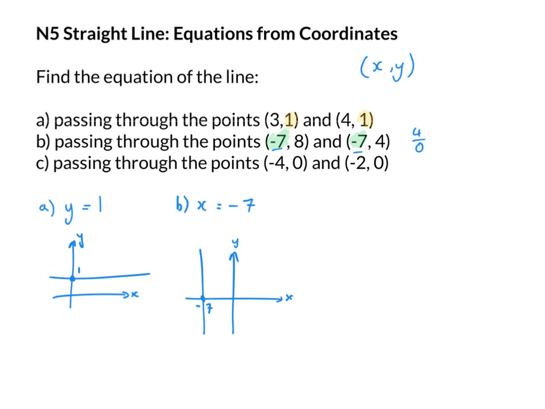Question C. Same as before, we can see both of the y coordinates are 0. So we can say for C, y equals 0.